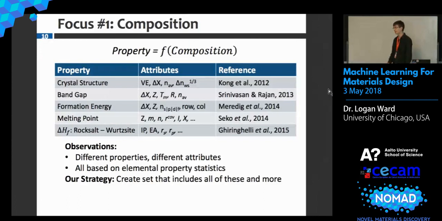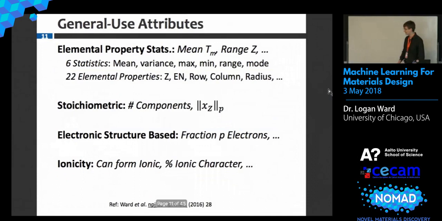So when coming up with a general representation that could cover all of these types of machine learning problems, we follow a similar strategy. Specifically, we came up with a set of 145 attributes that are primarily based on elemental property statistics. Specifically, we consider six different statistics of 22 different elemental properties, and also use a variety of other categories of attributes, like stoichiometric attributes, which depend on the fractions of elements, but not necessarily what those elements are. And these include things like the number of components in an alloy. And we've been able to use this general set of attributes to model many different problems. And I'll start off with a simple one.